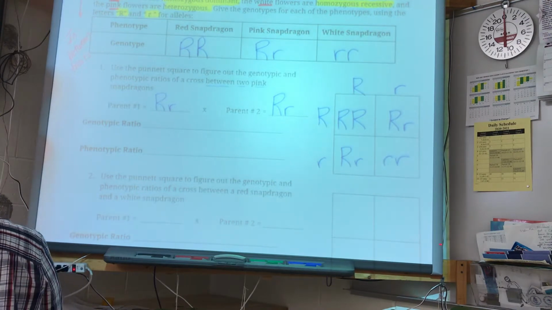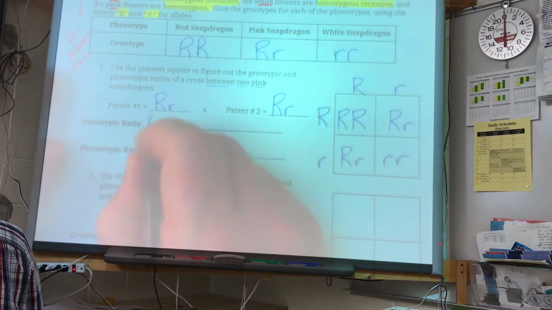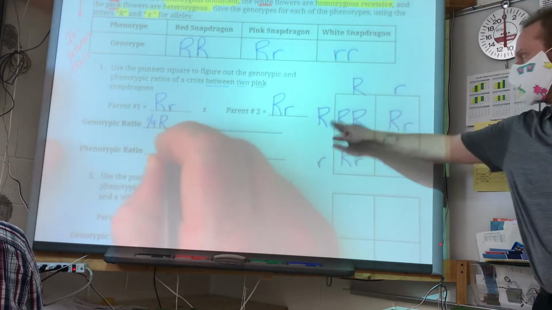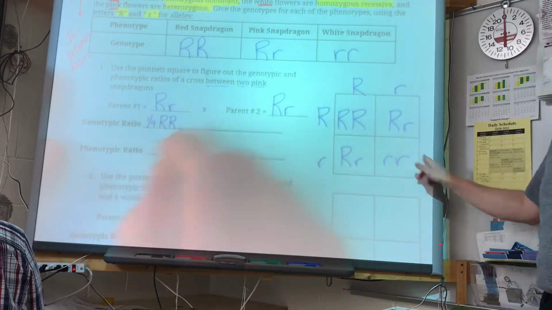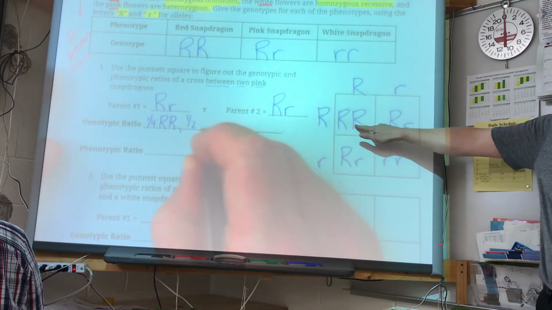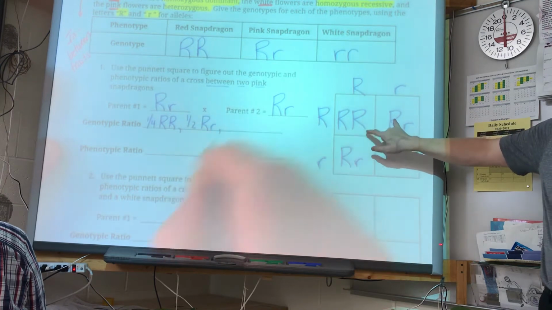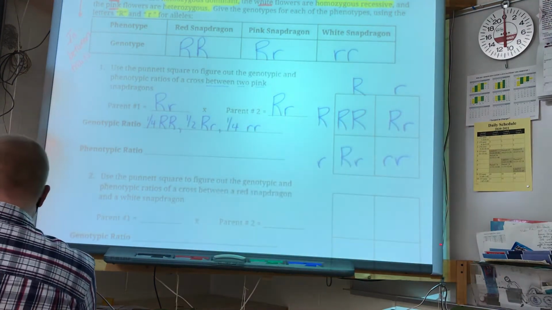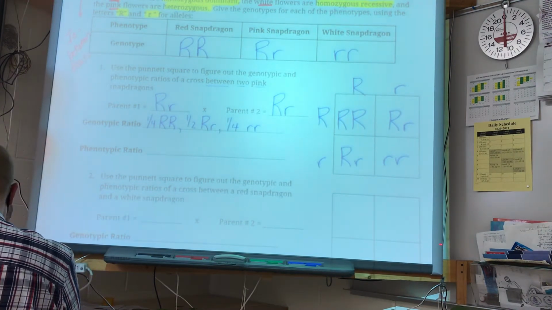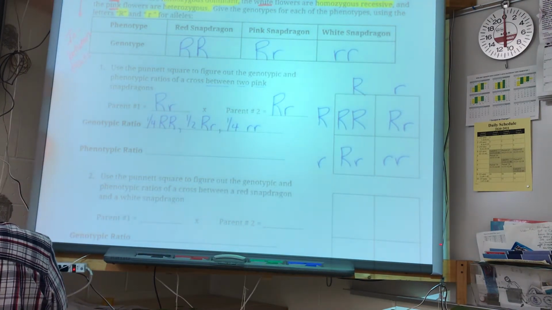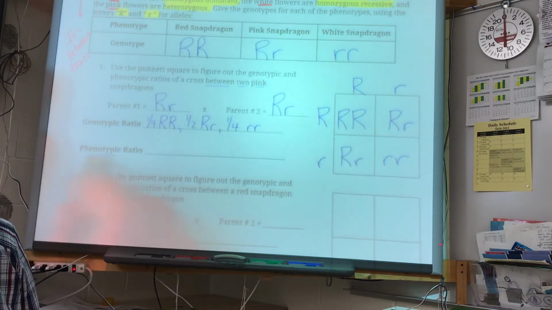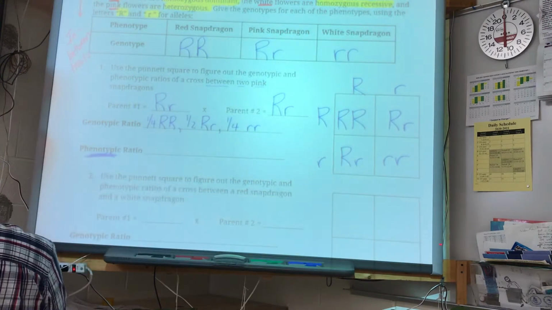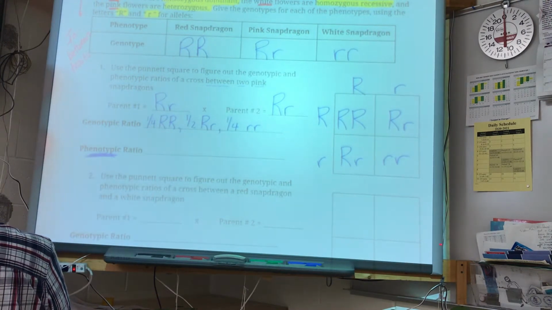Nothing changes when I look at the genotypic ratios. I'm still looking at how many of each letter combination I have. I have 1 out of 4 big R, big R. I have 2 out of 4, or 1/2, big R, little r. I have 1 out of 4 little r, little r. Nothing has changed so far. The only thing that changes with incomplete dominance is the phenotype outcomes. My phenotypic ratios are now different.